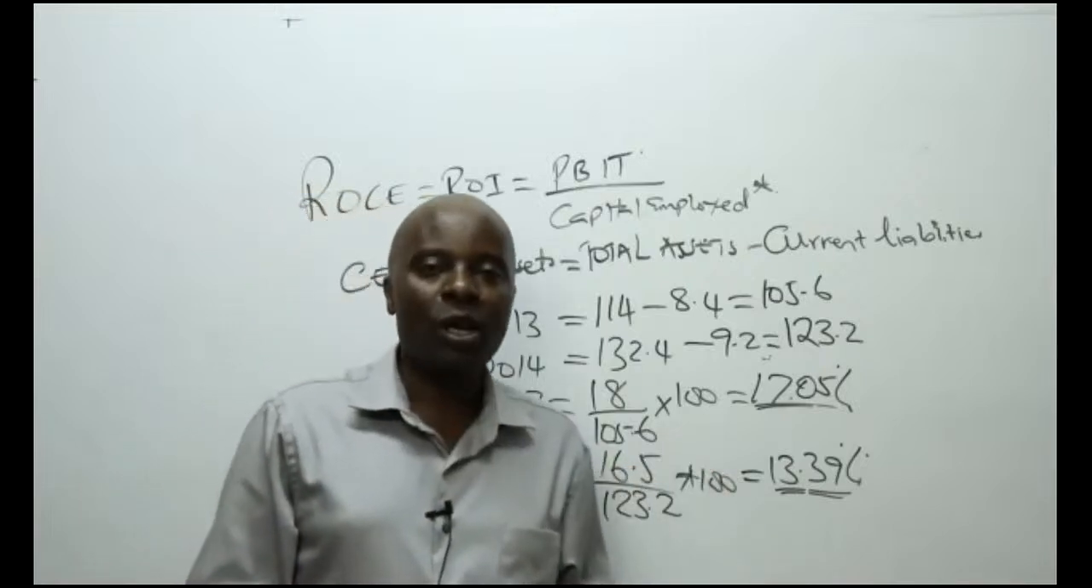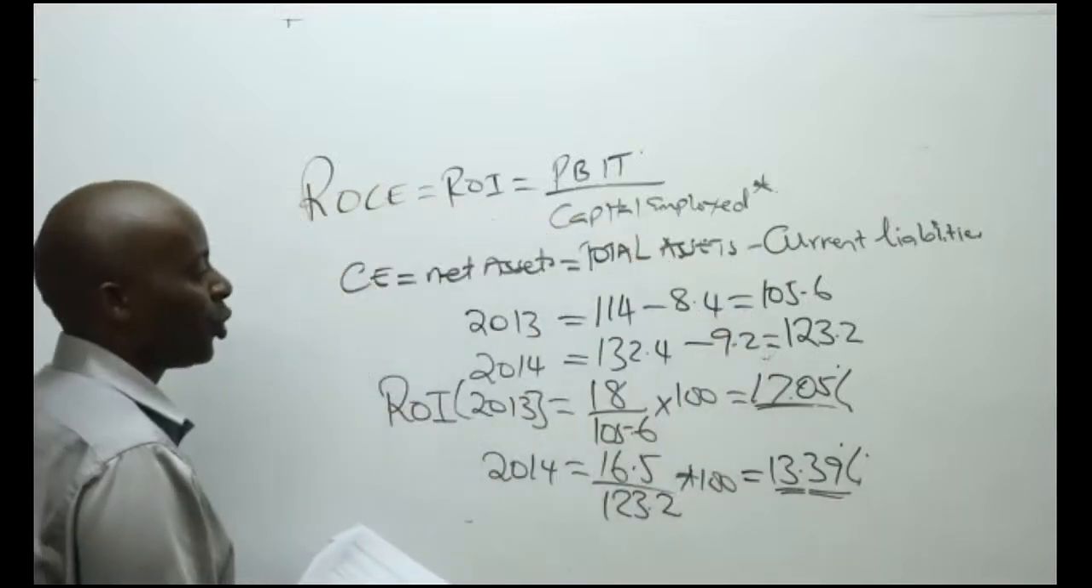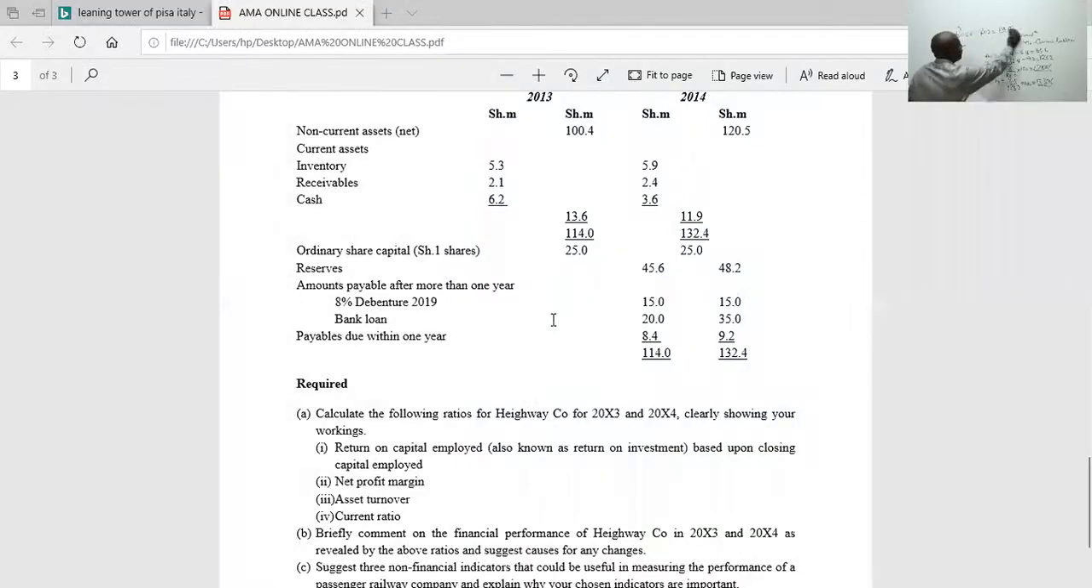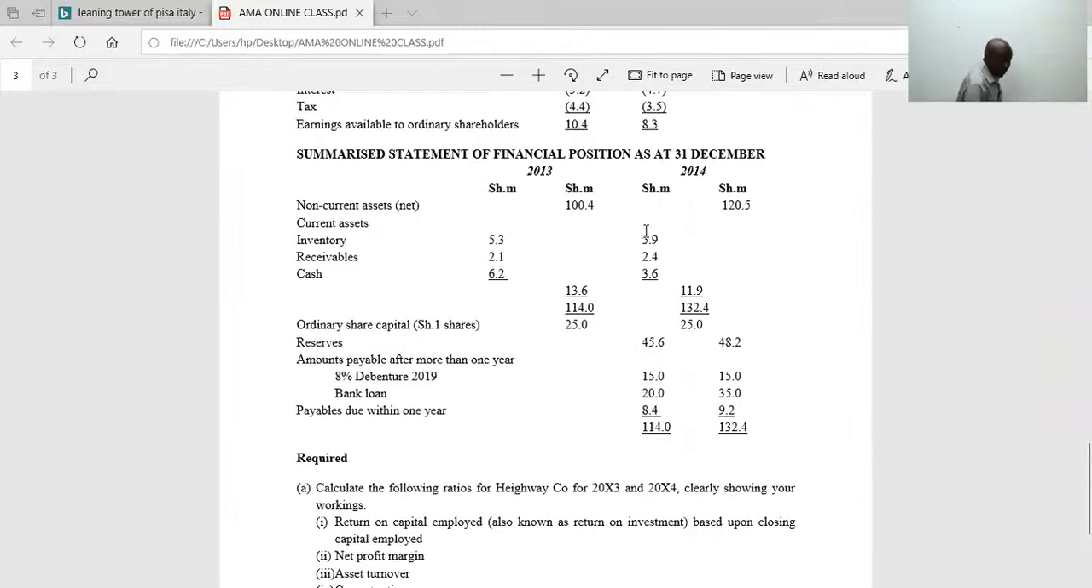Go to Roman 2. Roman 2 is your question. Net profit margin. I want to see whether there are students here who will be able to give us the net profit margin for the year 2014 and for the year 2013. For you to be able to do that, I expect you great students to write down the formula of net profit margin.